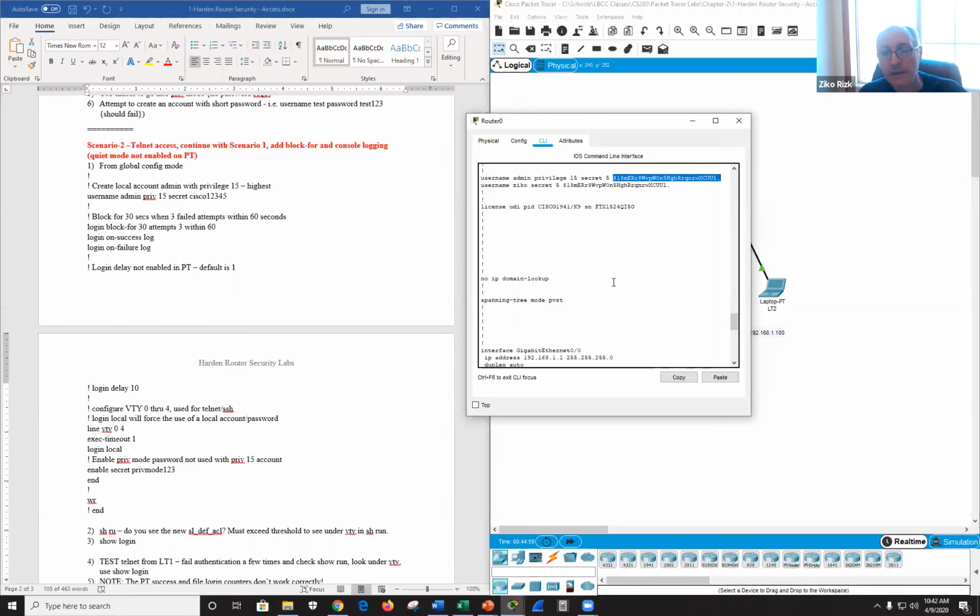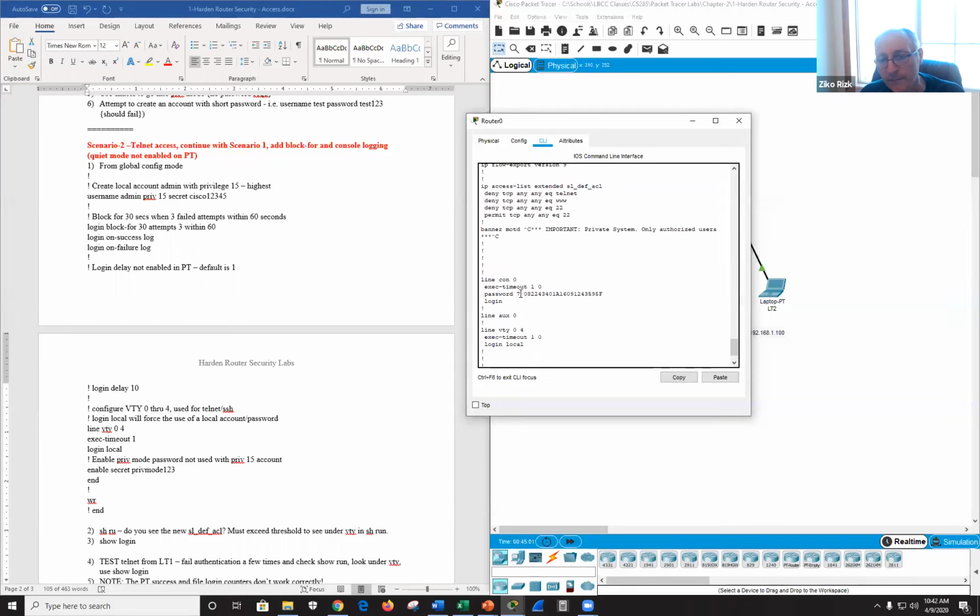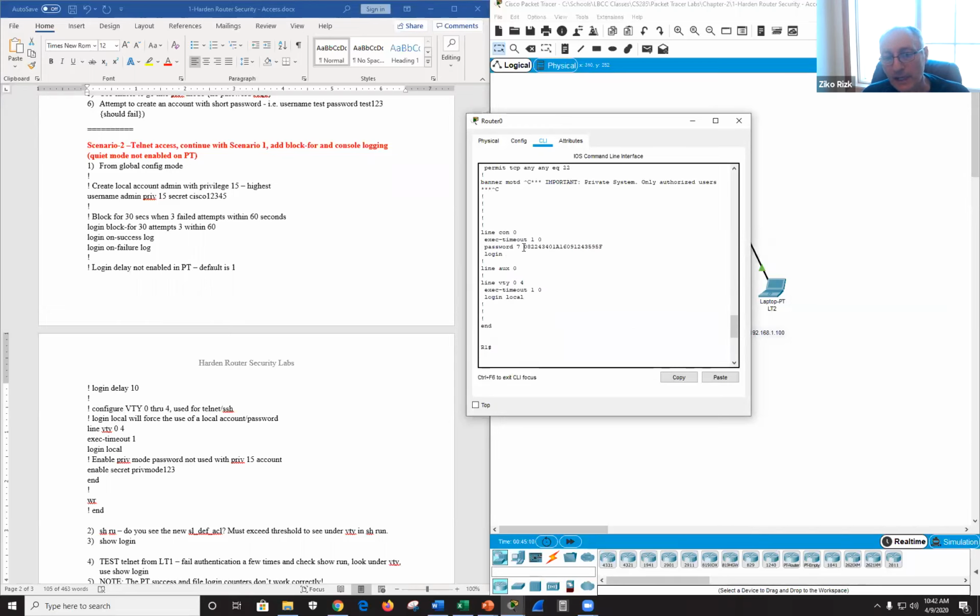And then let's go down to the console. Okay. And this is using a Cisco hashing algorithm to encrypt this password. And I want to show you how easy it is to crack. If you remember, it's console 123. So I'm going to copy this.